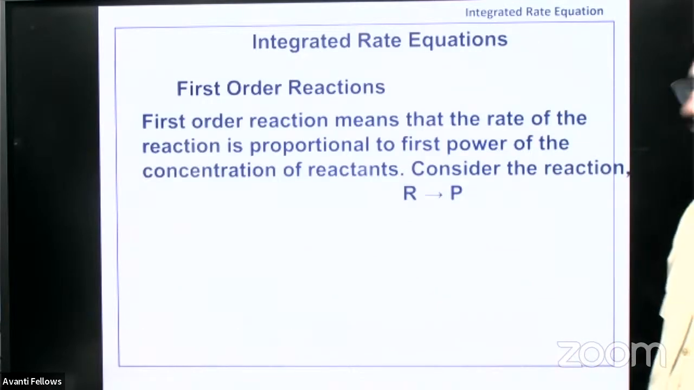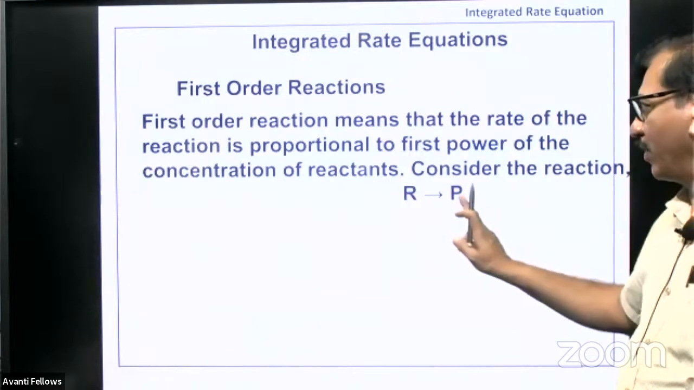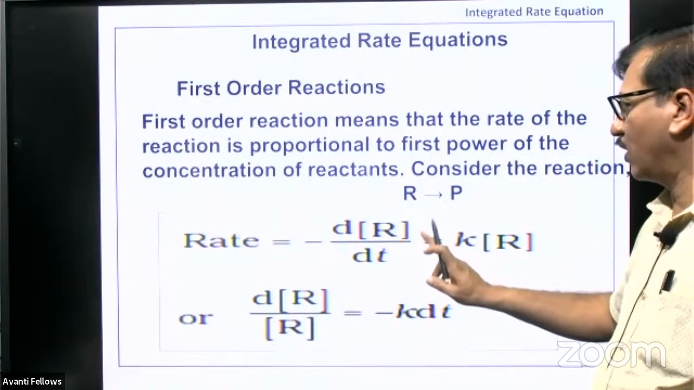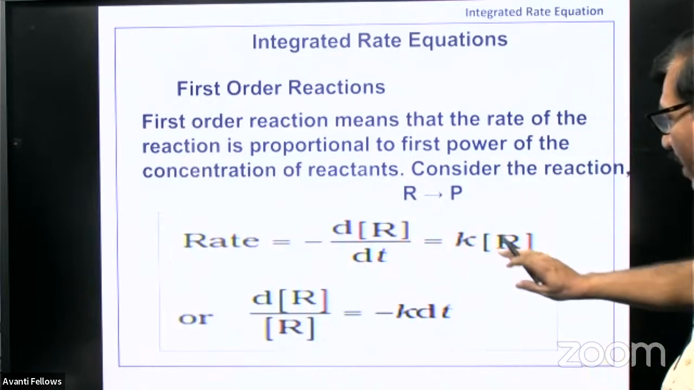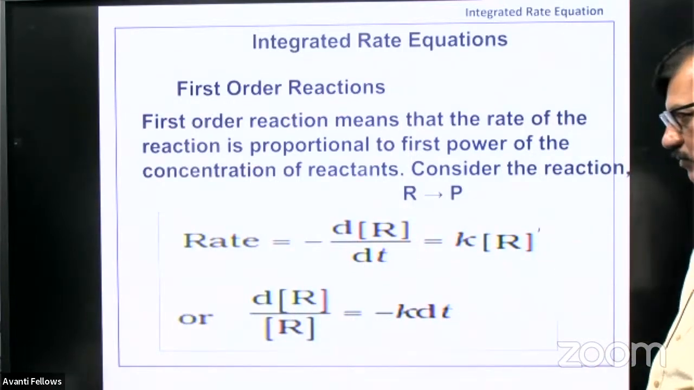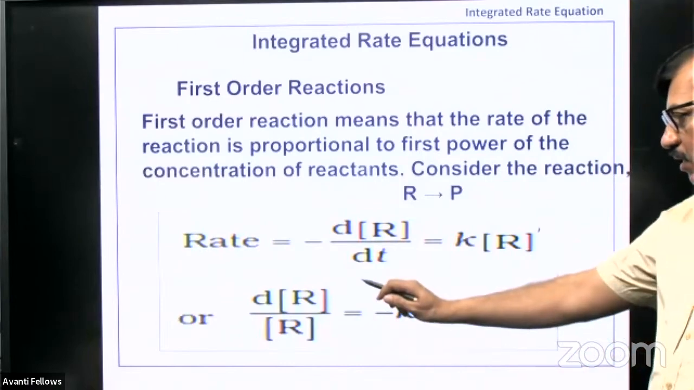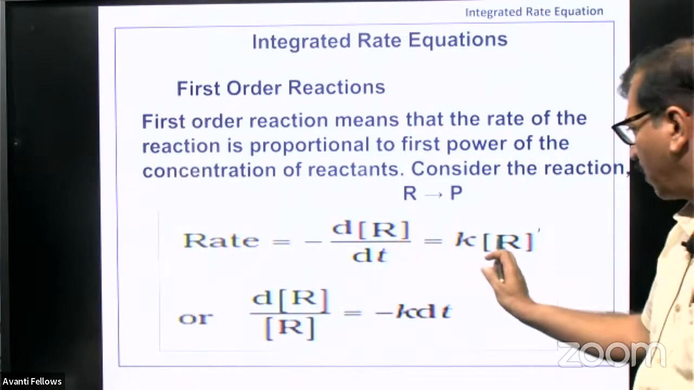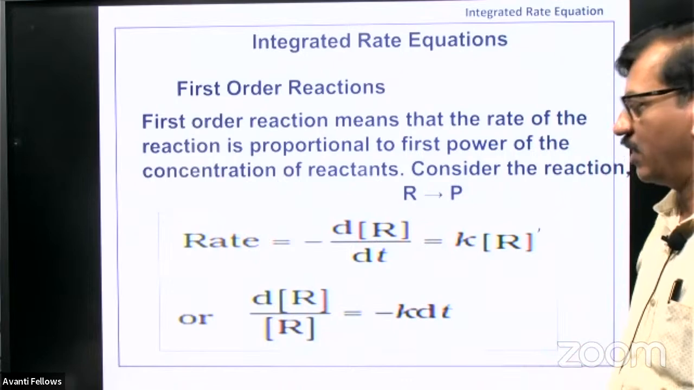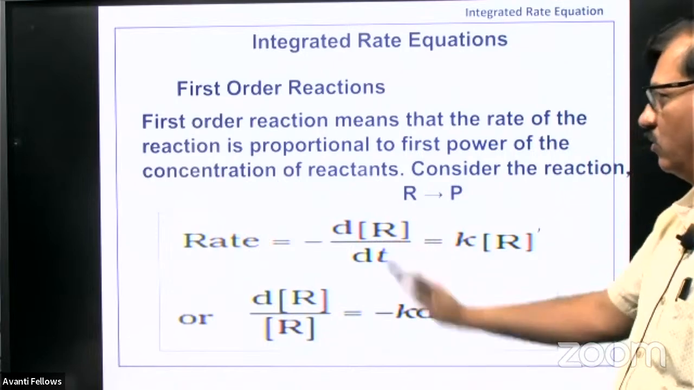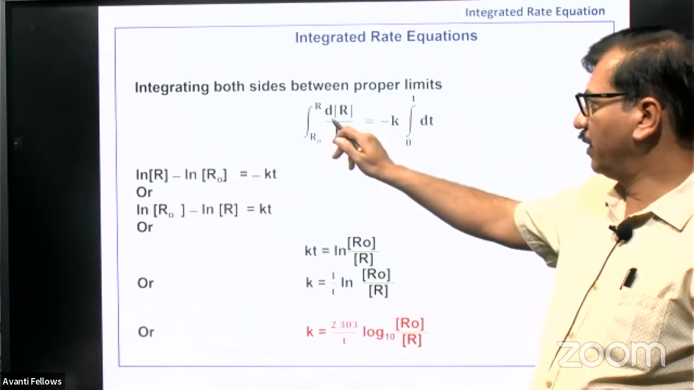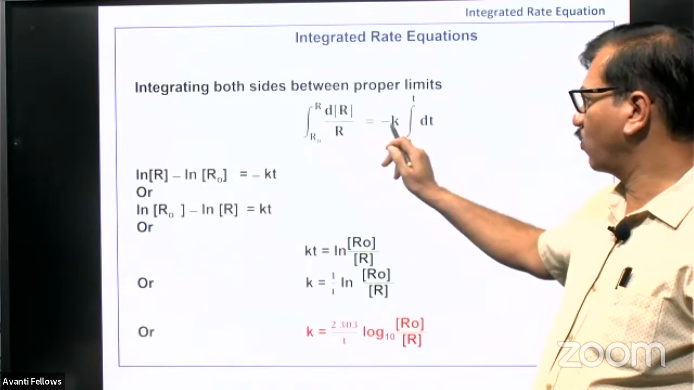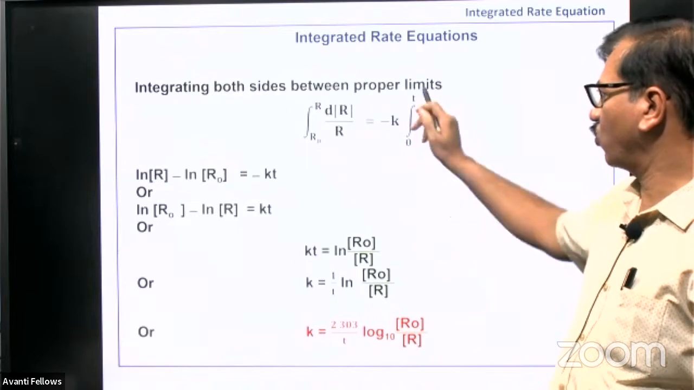Now for the first order reaction, R giving rise to P, what are the changes that we can make? Rate is equal to minus dr by dt is equal to k into r to the power 1, right? Then dr by r is equal to minus k dt by changing that. I think this is very clear. Integrating dr by r is equal to minus k dt from 0 to t.